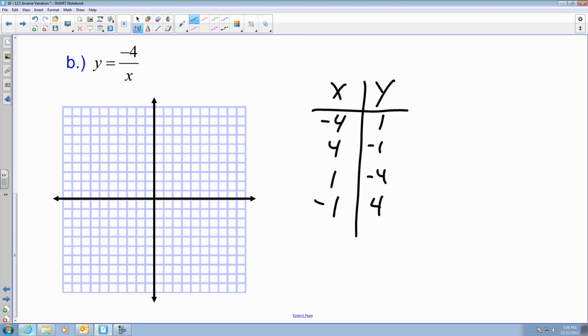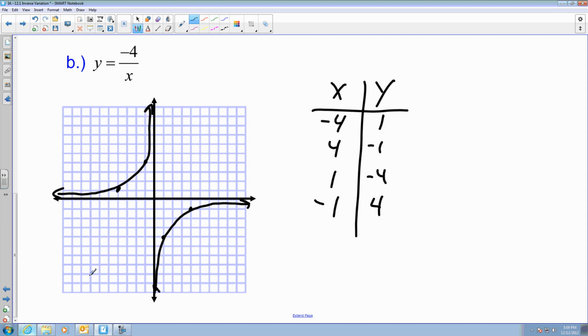So I'm going to plot these points: (negative 4, 1), (4, negative 1), (1, negative 4), and (negative 1, 4). And that's what the graph looks like. That makes sense because it's a negative number, so it reflected over the x-axis, and that's why it's in quadrants 2 and 4. Again, our domain and range will be all real numbers, with the exception that x is not equal to 0, and the range is when y is not equal to 0.